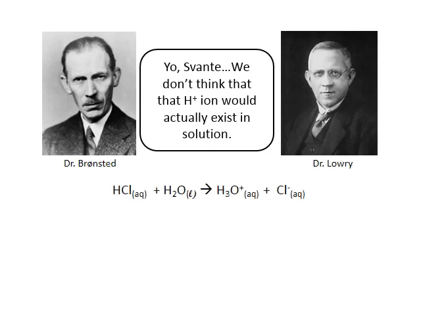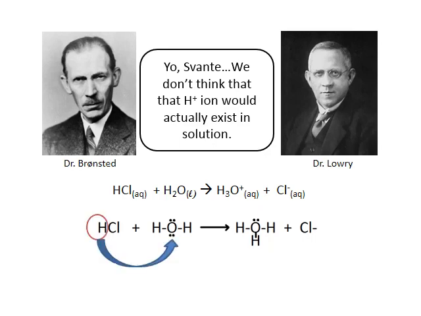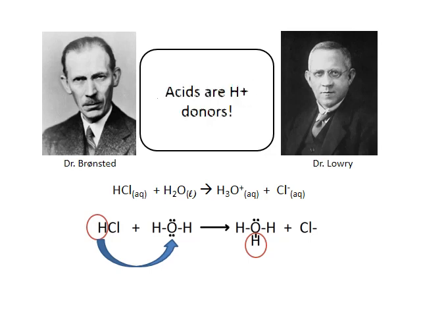So they also proposed a theory of acids as well as bases, that that hydrogen ion would actually be donated to water to form hydronium ion. So that H3O plus is known as the hydronium ion. The hydrogen on the HCl is donated to water, and we end up with hydronium, and that hydrogen is now sitting on that formerly water molecule, and we call that H3O plus. We call that hydronium. So their theory was that acids are hydrogen ion donors.